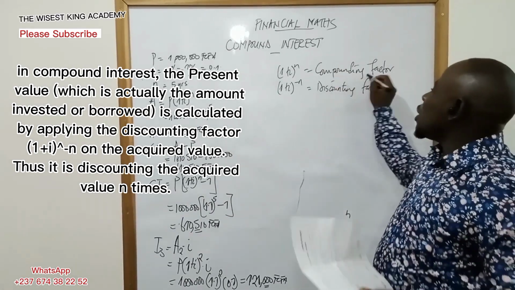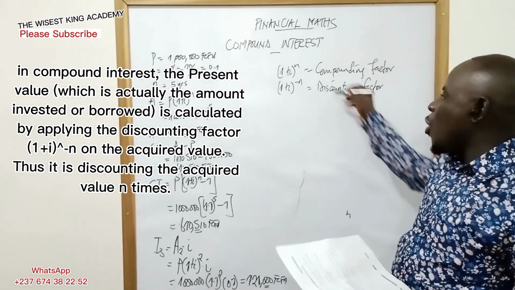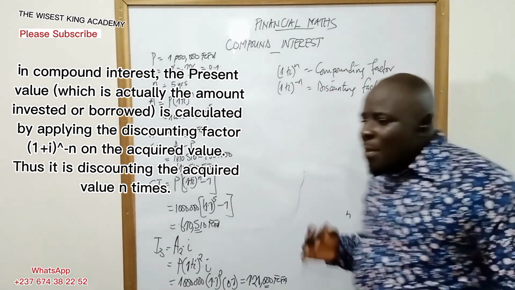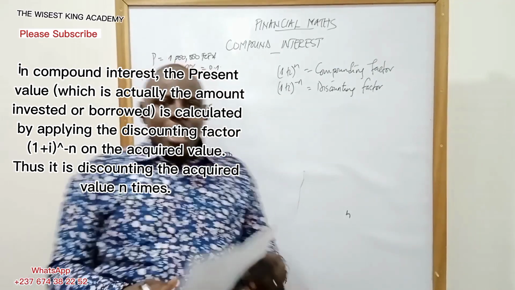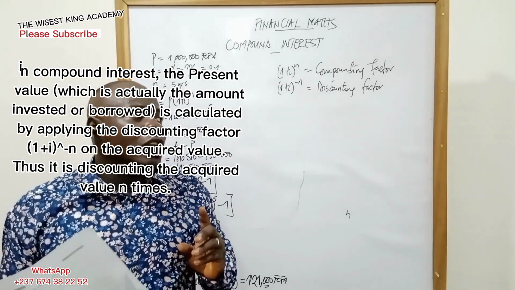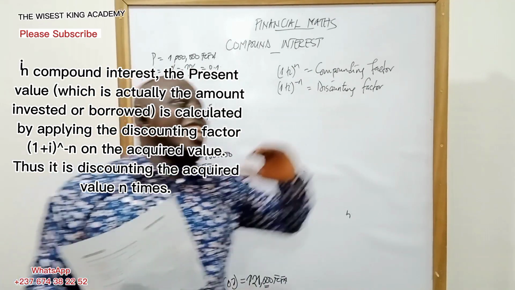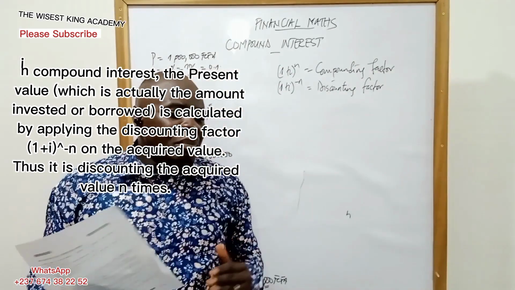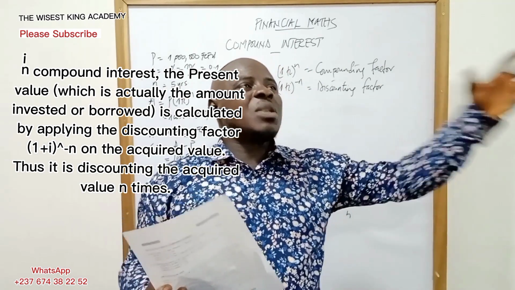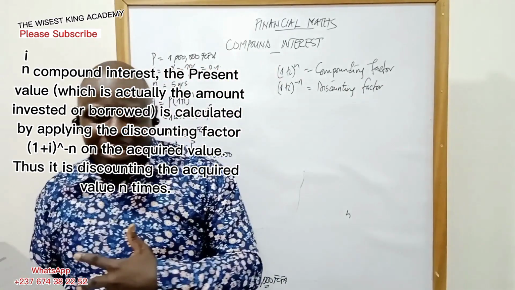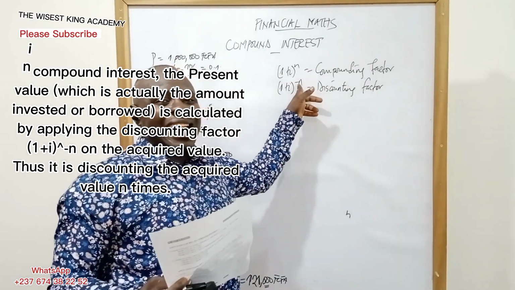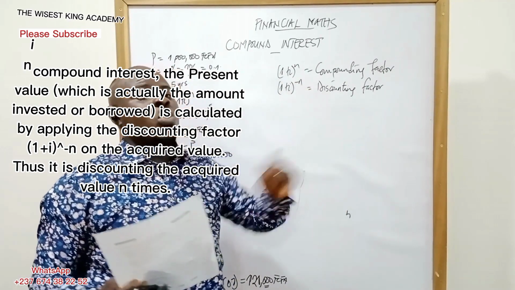So, compounding or capitalizing factor, discounting or actualizing factor: 1 plus I raised to the power minus n. Now, remember, acquired value is still called future value. If you want to calculate the acquired value, it means we have an investment now. We want to know the worth of the investment in a future period. So, compounding means moving into the future. That's calculating future value. Discounting means moving from the future back to the present. That is why we have here raised to the power negative n. It's called discounting factor.